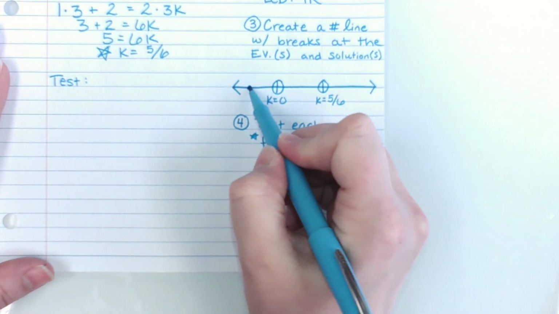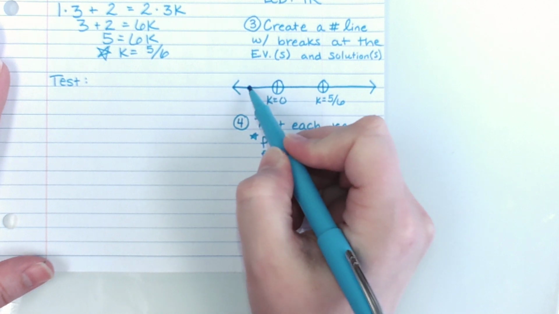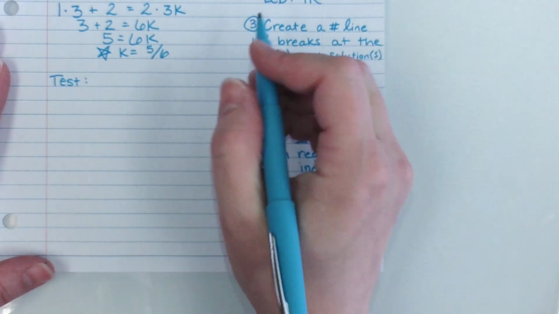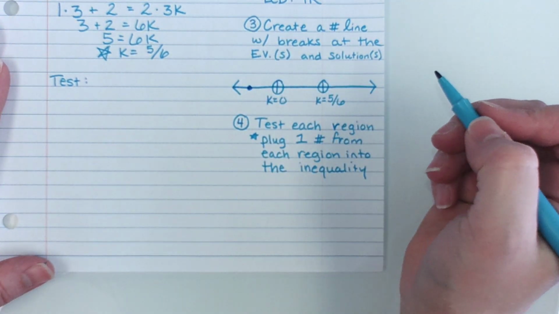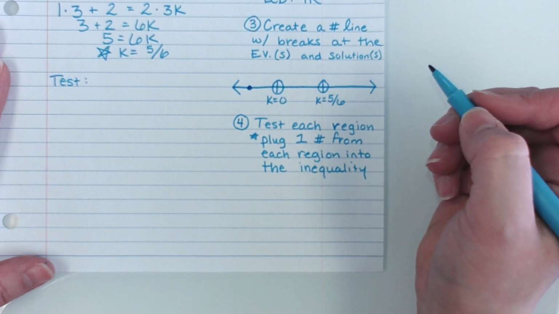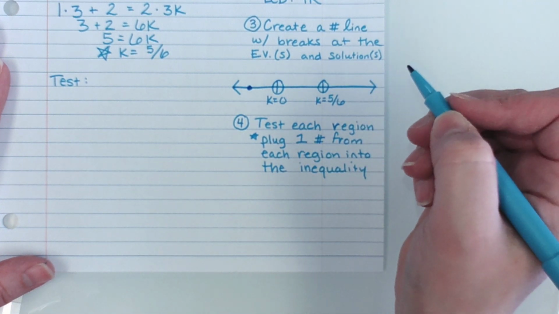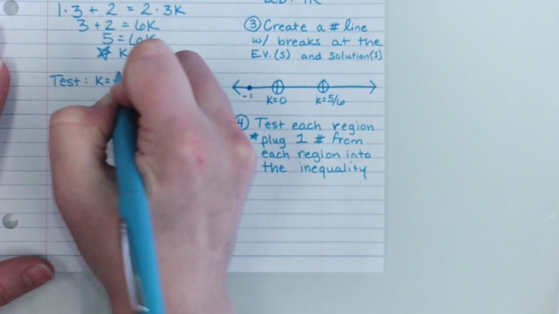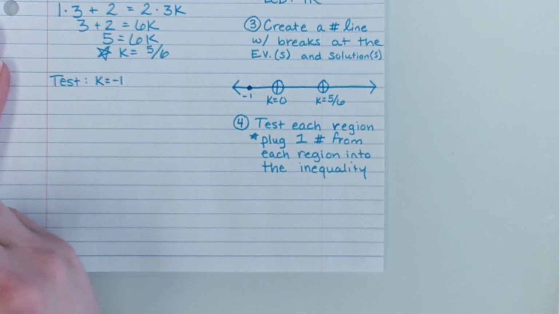This first one, I need a number in this region. This region is the region smaller than 0. -1, -2, -4,583. I don't care. Pick one. I like -1. So I'm going to test k equals -1. If you want to test -2, you can. It's fine.